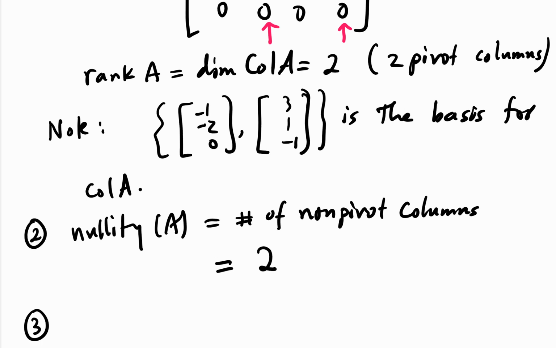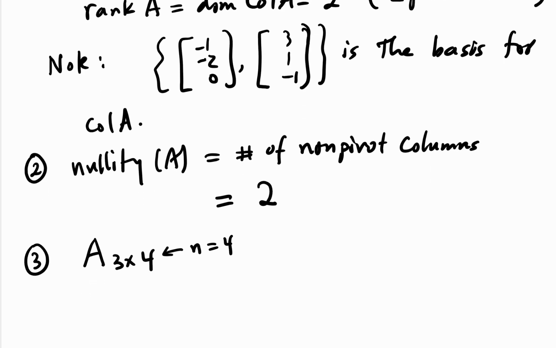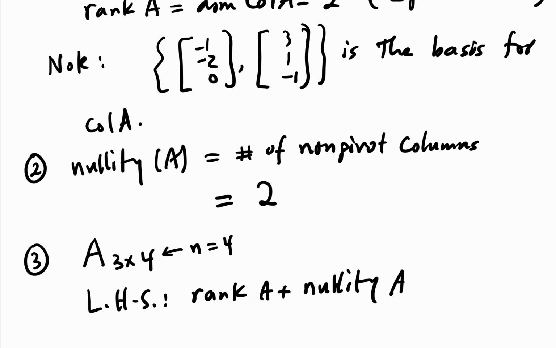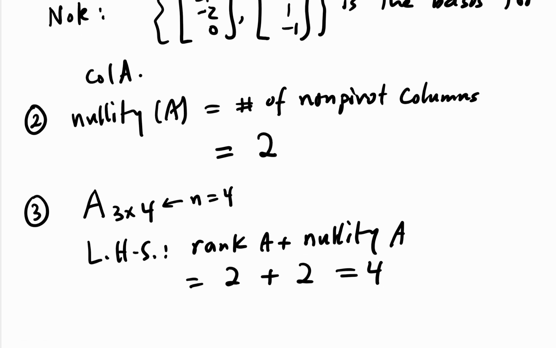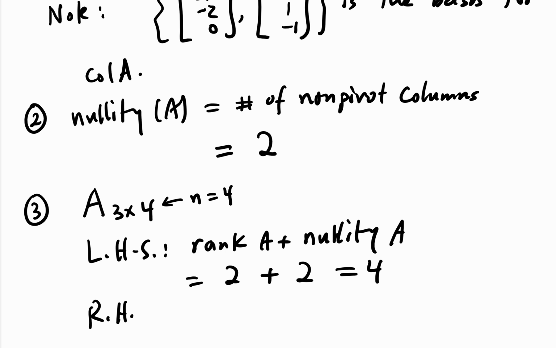Number 3, how do we verify? A was 3 rows by 4 columns, so n is 4, right? The left hand side says the rank of A plus the nullity of A. Rank of A is 2, we found it. Nullity is 2, so that's 4. And the right hand side is basically n, which is 4, so that verifies it.